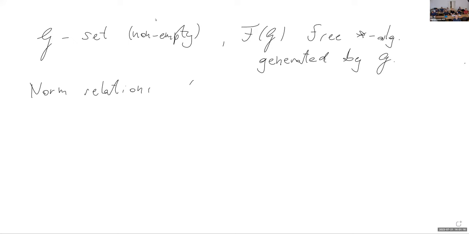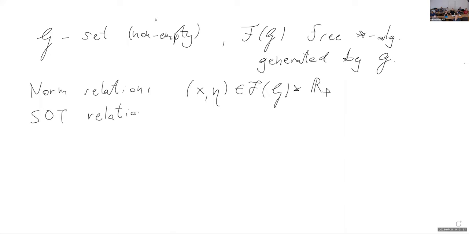Formally, we define it as a pair where you have elements of the free star algebra and a non-negative number. And I introduced this different kind of relation, SOT relations, which is just a net.